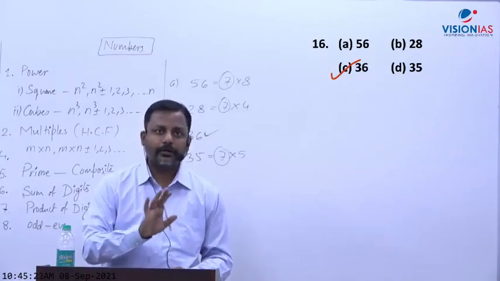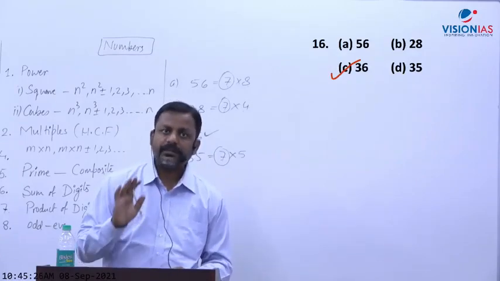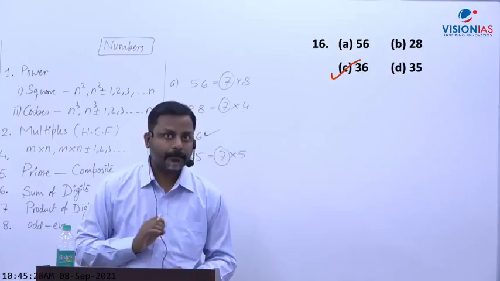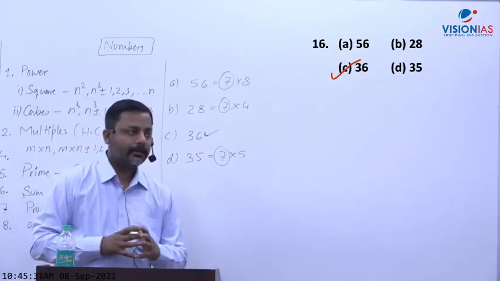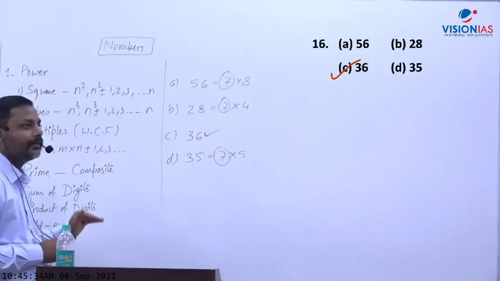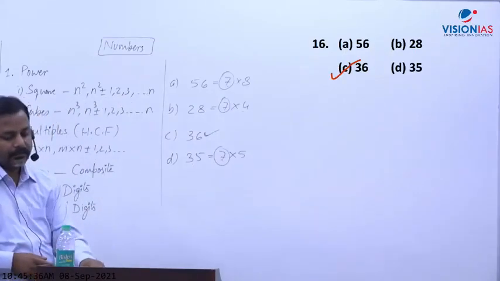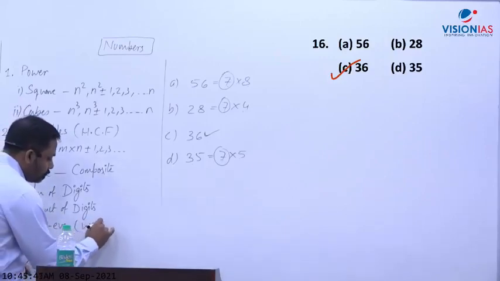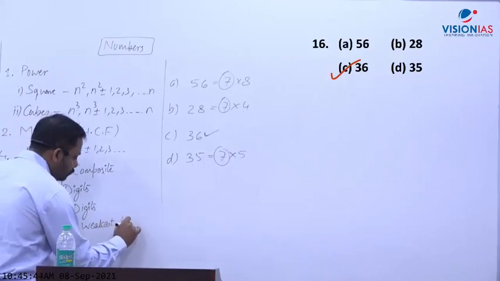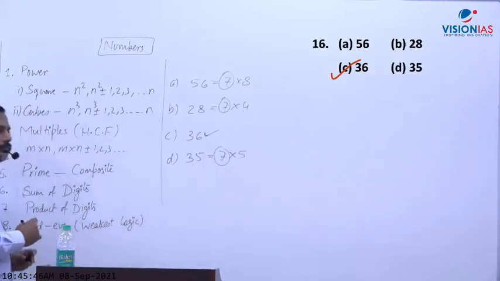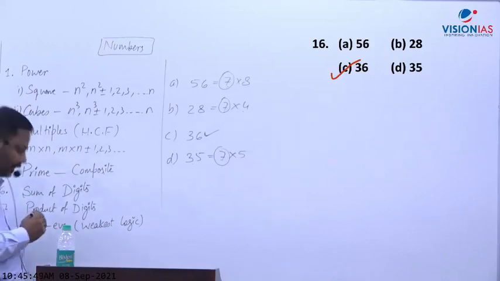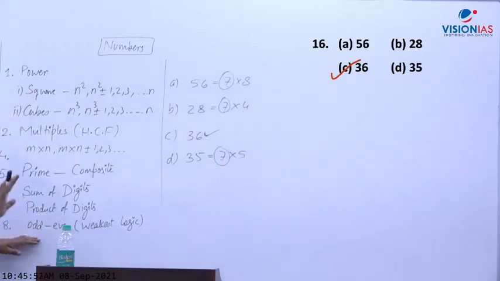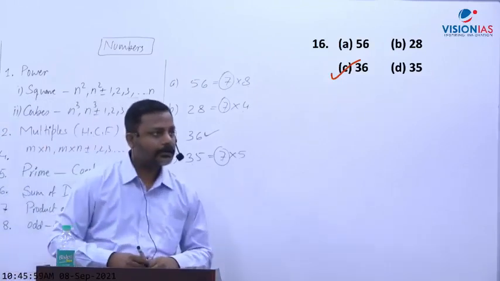Don't apply the logic of odd and even first. It is considered as the weakest logic. When we talk about this particular topic, yes, Rakhi, this logic is considered as the weakest logic. So we will apply this particular logic at last. If no other logic is following, then we will have to go for odd and even. Understood?